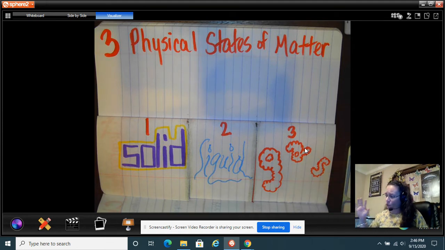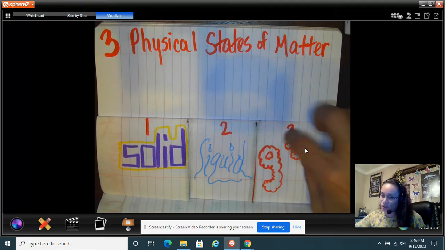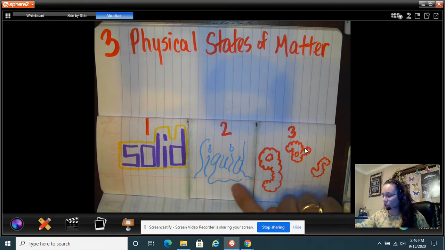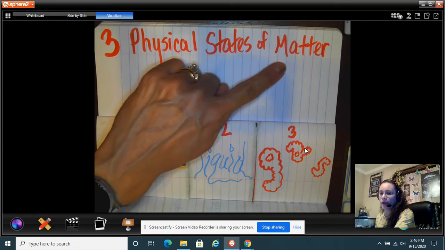Now, if you have another way of illustrating or drawing gas, go for it. All I need to know is that they're everywhere. The particles are everywhere. So you see that gas kind of makes a curve here. My letter A is kind of turned, and they're like little bubble letters. So I have a solid, liquid, and gas. Those are my three physical states of matter.